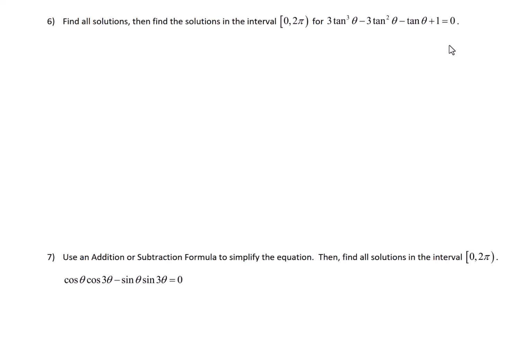All right, number 6. Our next example says this: find all solutions, then find the solutions in the interval 0 to 2 pi. Same instructions as previously, but now the equation is different. It's given as 3 tangent cubed theta minus 3 tangent squared theta minus tangent theta plus 1 equals 0. Now, I'm going to suggest that we recall some of our factoring, back from algebra. There's something called factor by grouping.